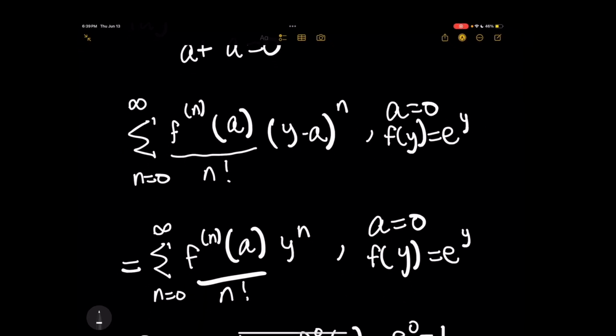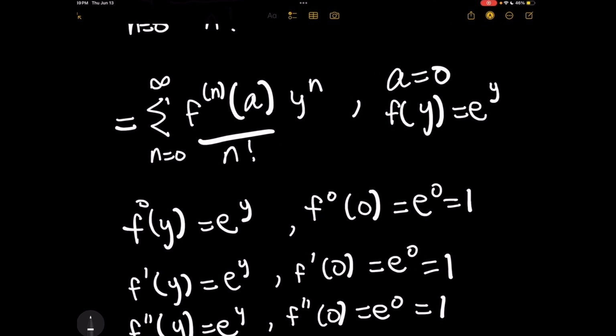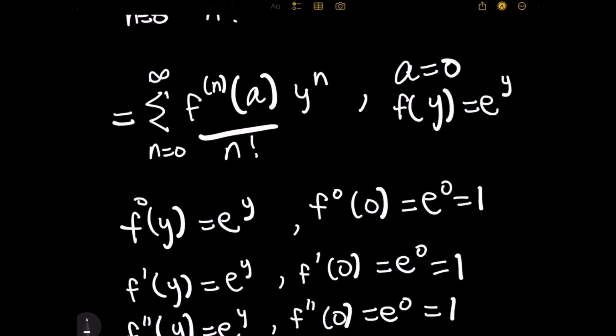That binomial expansion term on the right, y minus a raised to the n, can be simplified to simply y to the n because a is 0. Okay, now when we actually find what each coefficient term is going to be, we would start with the 0th derivative of e to the y, which is going to be the function itself, right? So then because we're centered at a equals 0, we're going to plug in y equals 0. And that'll result in e to the 0th, which is 1.